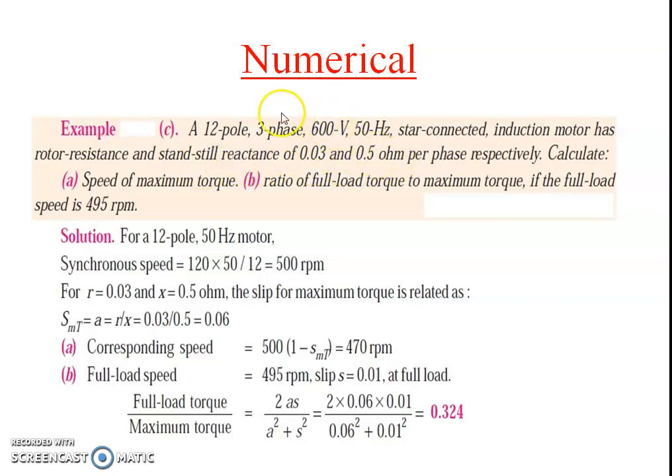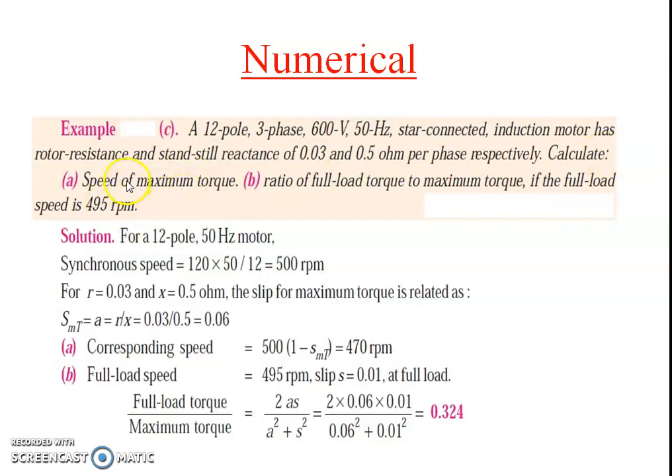Okay, so they have given the data: P equals 12, 3-phase 600 volt 50 hertz, and the rotor resistance value R2 is 0.03 ohm, as well as the standstill reactance X2 of 0.5 ohm. Standstill reactance means when the motor is in stable condition. Then they asked to calculate the speed at maximum torque.